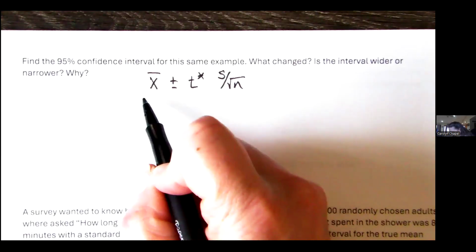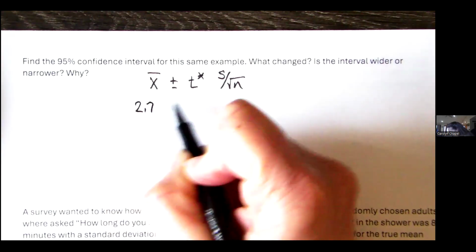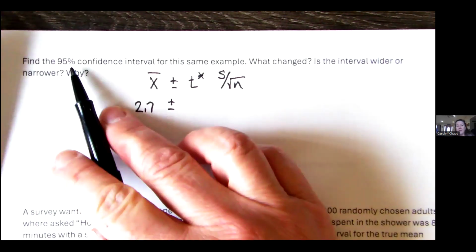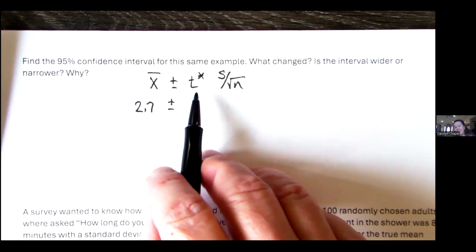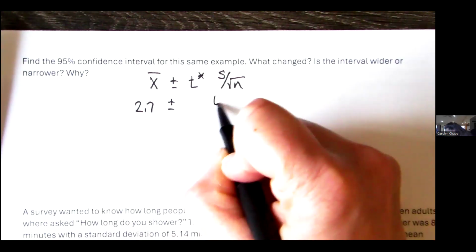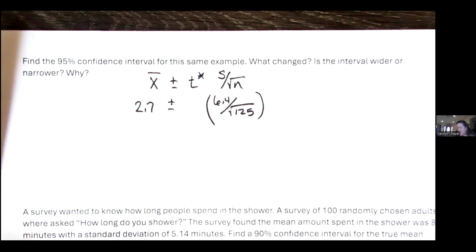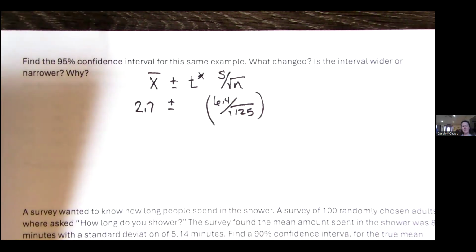So my X bar, well, that's not going to change. That's still 2.7. We will add and subtract. T star does change because we're changing it to a 95%. So we're going to have to calculate a different T star. My S has not changed, and my 125 has not changed. So we're going to go and get my new T star. Now, thinking about what we're doing, we're going from 90% confident to 95%. So gathering 90% of our data to 95, we got to make it bigger. So we should see this get larger. But I just want to do this one to illustrate that, yes, it does get larger.